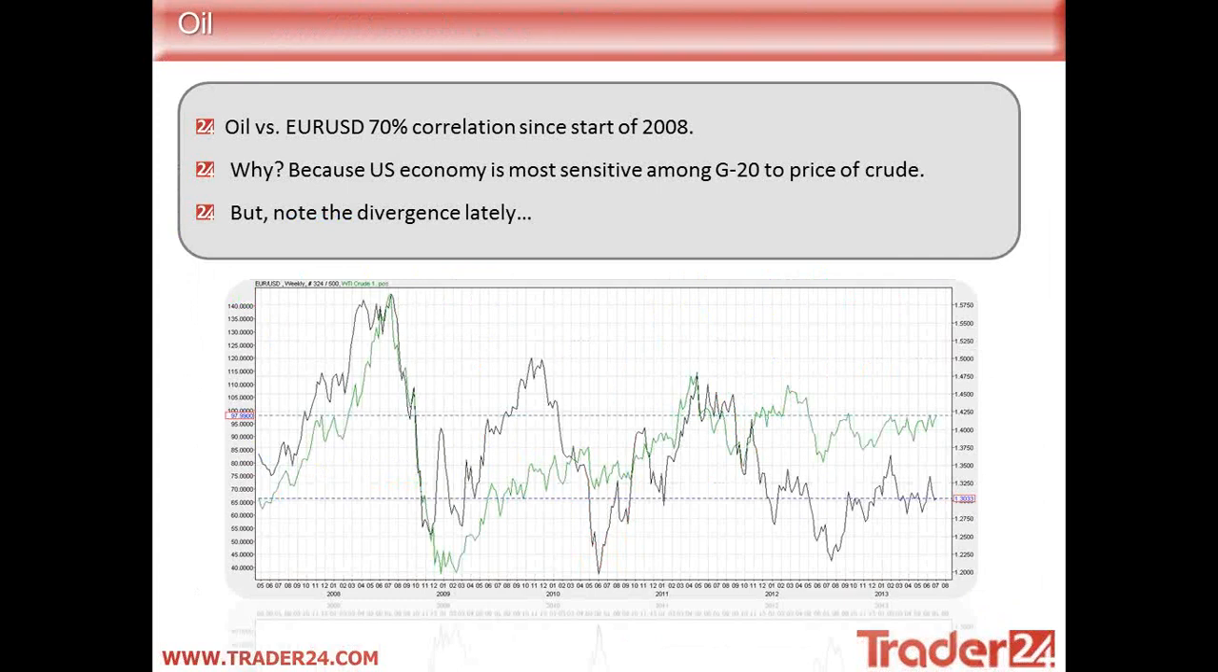Okay, we basically have an oil chart here for you, and oil versus the euro dollar has had roughly about 70% correlation since the start of 2008. Why? Because the US economy is most sensitive amongst the G20 to the price of crude, but note the divergence lately. If you had gone back through to 2008, 2009, all the way through to 2011, we had extremely strong correlation between the two products there. And recently we've seen a divergence just as a result of the euro being under pressure.